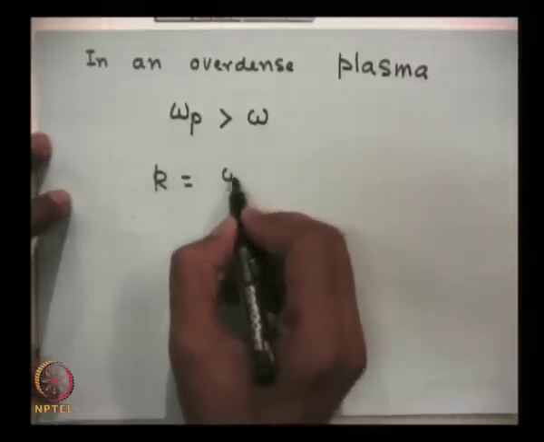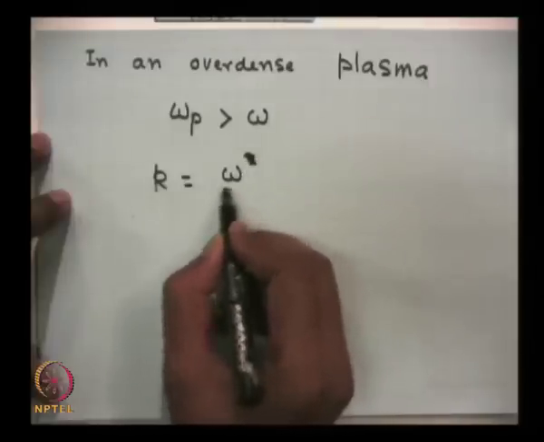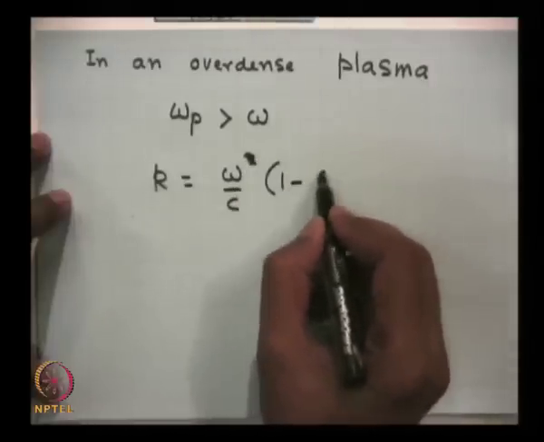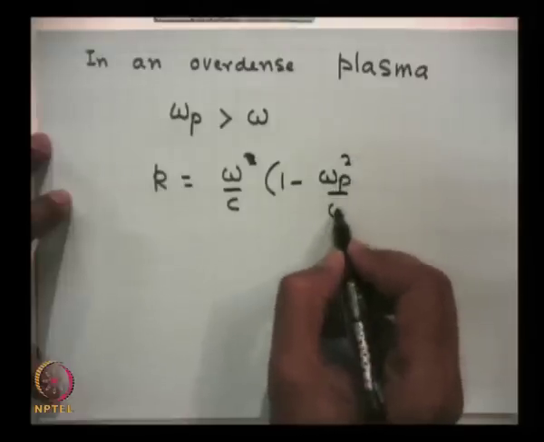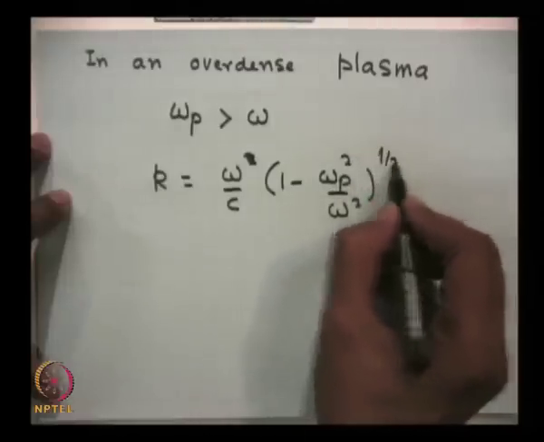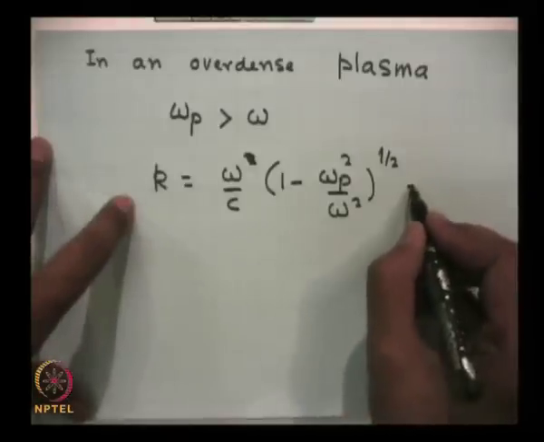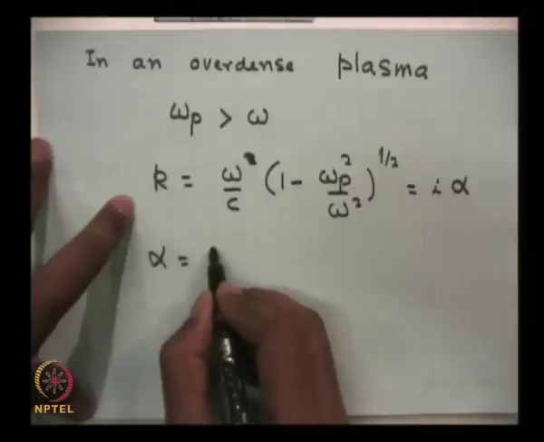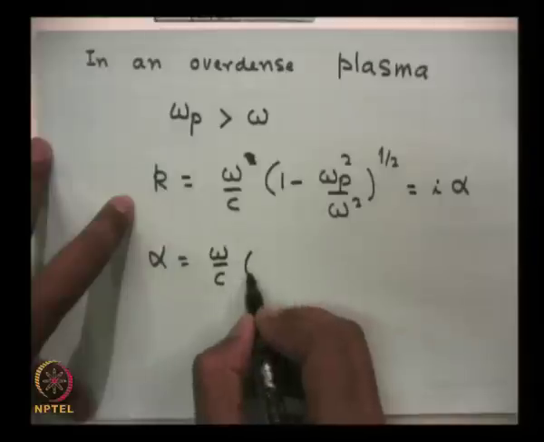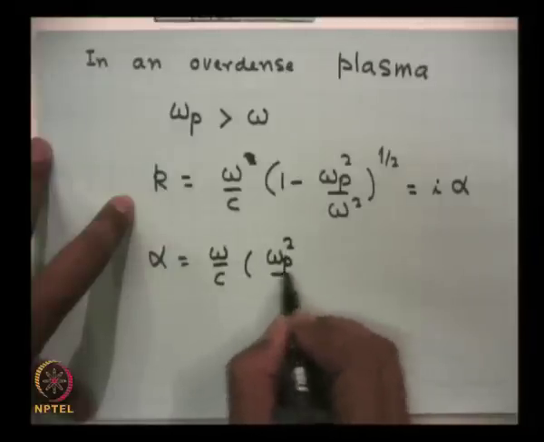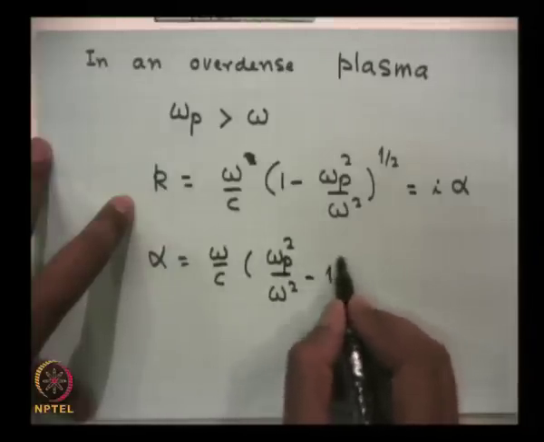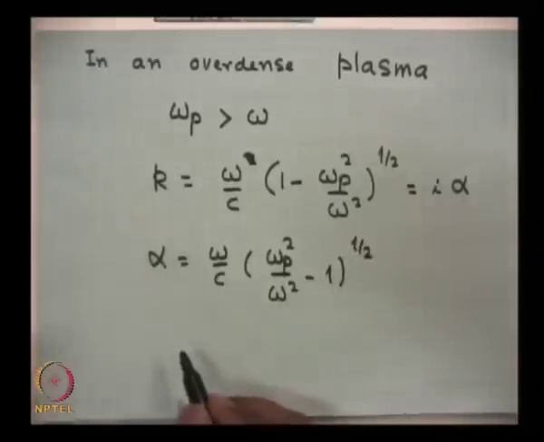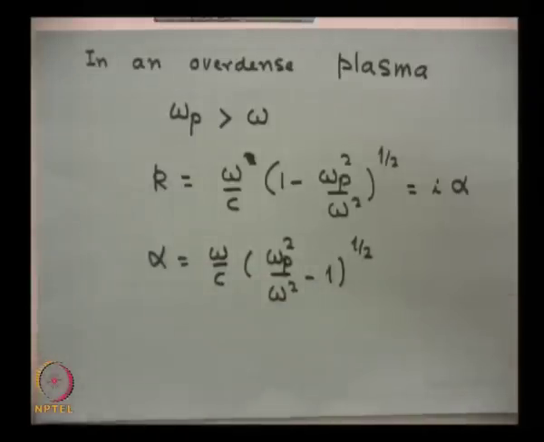k is equal to omega square, omega by c into 1 minus omega p square by omega square to the power half. So, k is purely imaginary. I can call this k equal to i times alpha, where alpha I will call as omega by c into omega p square by omega square minus 1 to the power half. If I put k is equal to i alpha in my electric field expression, what do I get?